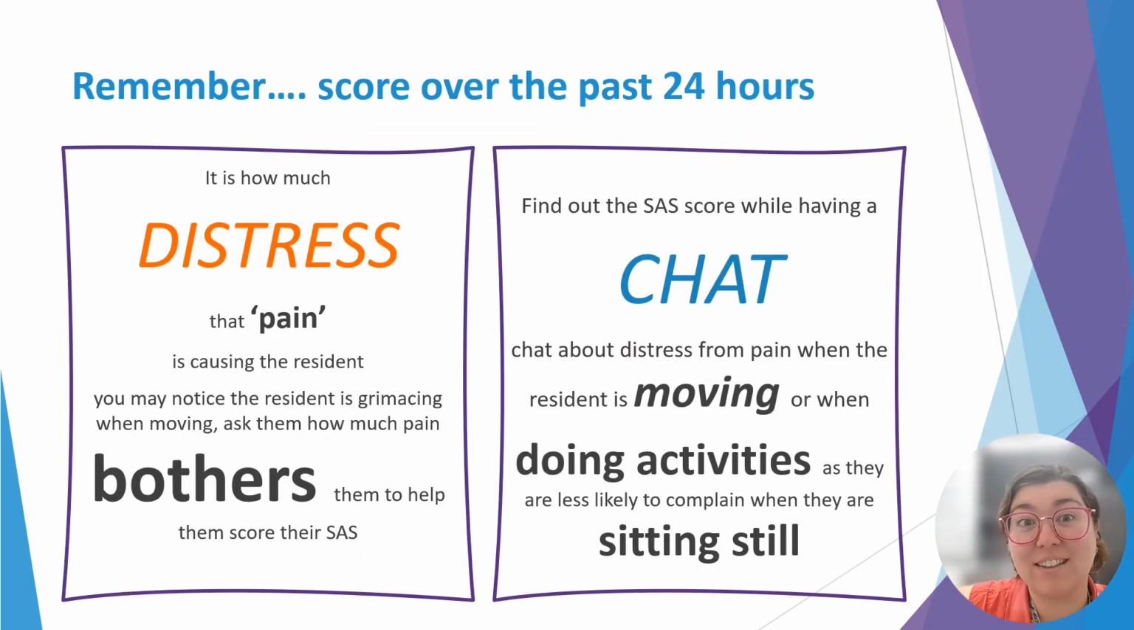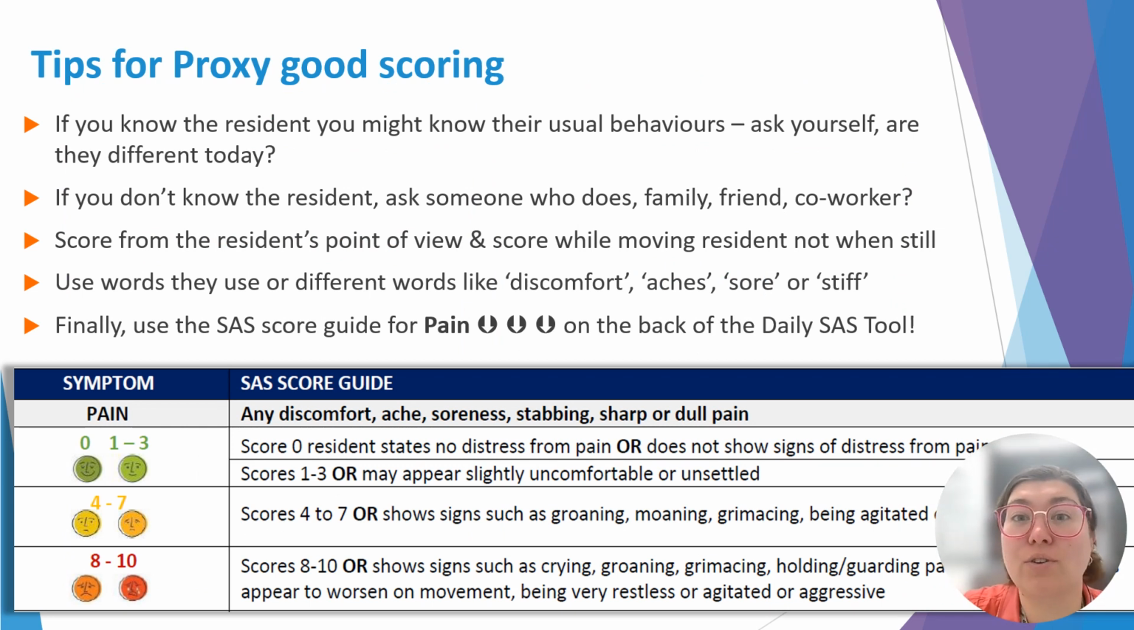When we assess pain using the SAS, remember we are assessing how distressed someone has been over the past 24 hours. If you see a resident grimacing when they move, or when you are helping them in the shower or to the dining room, you may be able to use that opportunity to chat about how much that pain is bothering them and how that resident is actually feeling overall. If you don't know the resident all that well, you can ask a family member, a friend of the resident or a co-worker if how that resident is presenting is normal for them, or if the resident is looking different today. You can also proxy in these people if a resident cannot answer questions or if they find it difficult to articulate what they are feeling.